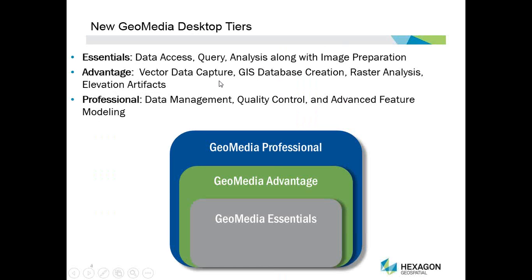The big thing with the 2014 release, and this came in 2013, but the functionality has now been enhanced at each of the levels, is that GeoMedia now provides three desktop tiers. You have the Essentials tier, which provides data access, querying, and image preparation. You also have the Advantage tier, which provides vector data capture, GIS database creation, and raster analysis and elevation artifacts. And this is something that's new in the 2014 release.